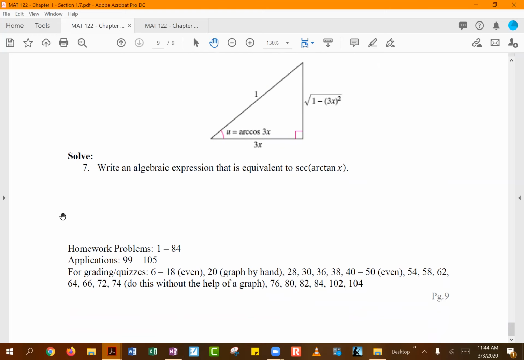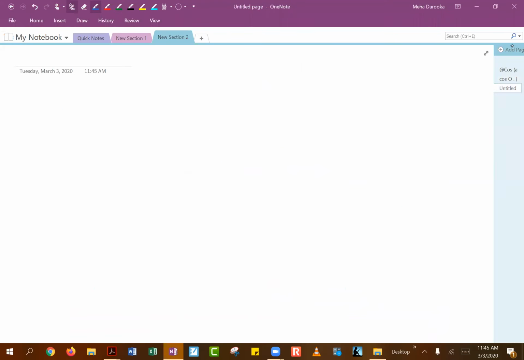So thinking on that same terms, let me see what you guys can come up with for number 7. Pretty much the same idea that we did for example 6, and you looked at example 7. This guy is secant of arc tangent of x.